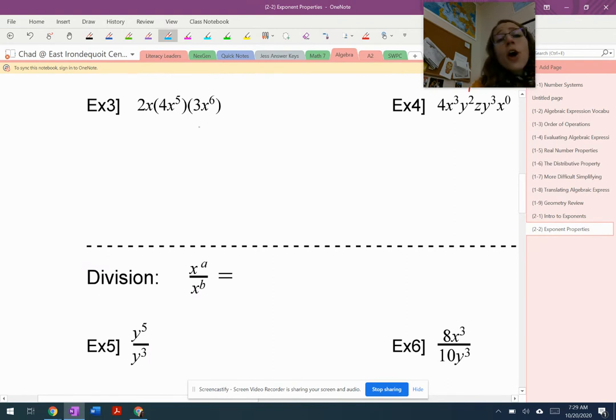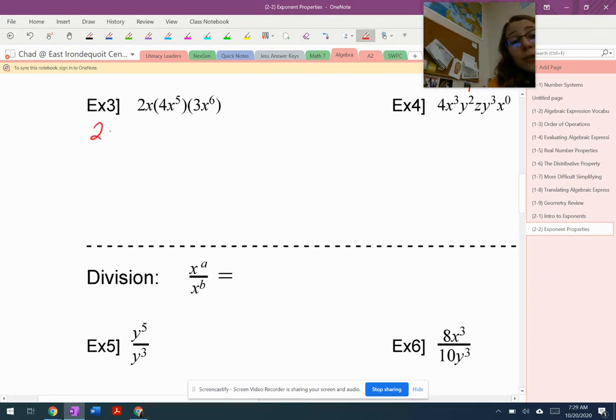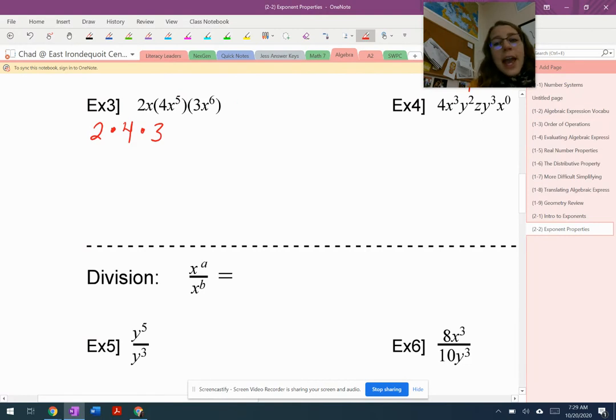So when we're looking at this, we want to just focus on the numbers first. Because there's no exponents outside of those parentheses, I just want to focus on my numbers. So I have 2 times 4 times 3. And I know that everything here is multiplication because I don't see any other kind of operation sign or anything else other than those parentheses. So I'm assuming that that's multiplication. And then I can look at the x pieces separately. I've got x times x to the 5th times x to the 6th.